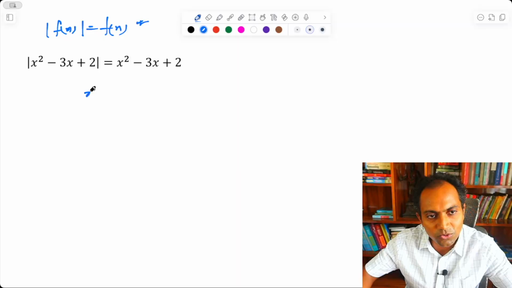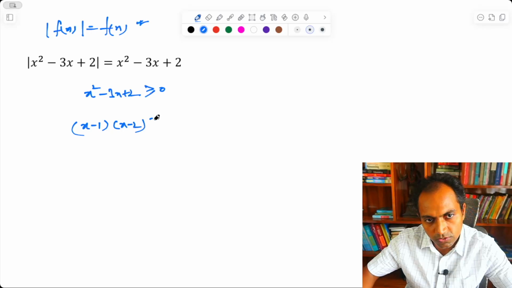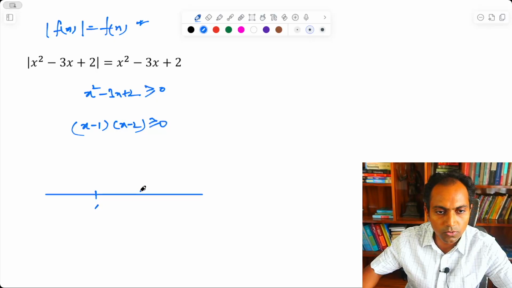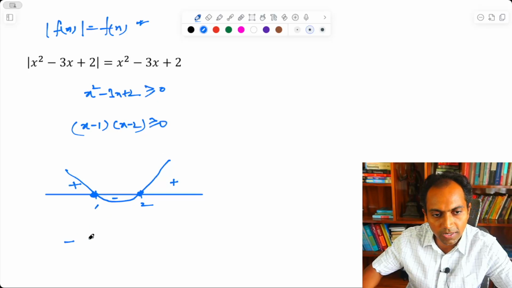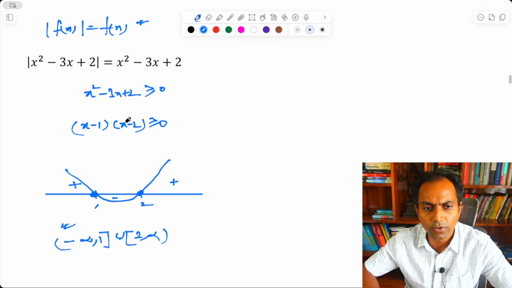So if you have this, you can directly write x square minus 3x plus 2 is greater than or equal to 0, because whatever is the function inside, that needs to be greater than or equal to 0. This we will be able to write as (x minus 1) into (x minus 2). And now this can be solved using the wavy curve method or method of intervals. We will plot 1 and 2 on the number line and draw a wave that goes like this. So positive, negative, positive, becomes 0 at 1 and 2. You can see that the answer becomes minus infinity to 1 union 2 to infinity. Any value in this range is going to satisfy the equation. So very simple, very efficient way of doing things.